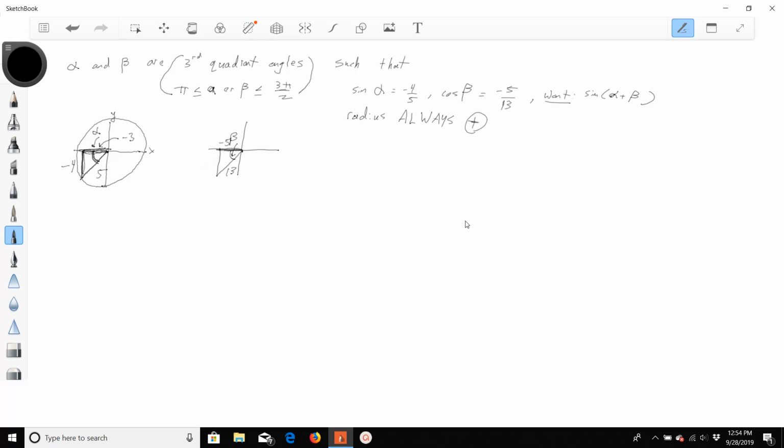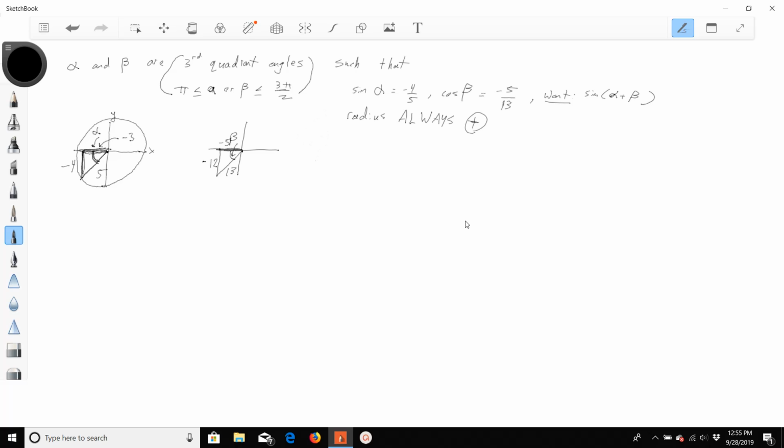Now you can use the Pythagorean theorem, or maybe you're just familiar with the 5, 12, 13 triangle. If you use the Pythagorean theorem, you'd get that this side would be a -12, and again it's negative because you're going down along the y-axis. You can check that for yourself: 5 squared plus 12 squared does indeed give you 13 squared.